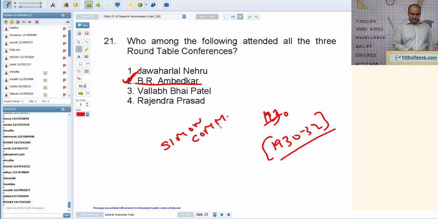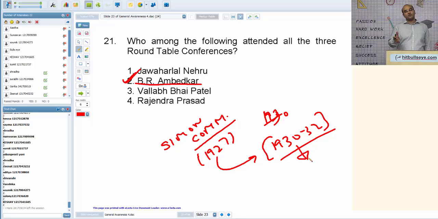The famous, or rather infamous, Simon Commission, which came to India in 1927. So these recommendations were discussed during the roundtable conferences, and as a result of the report which was made during these roundtable conferences, the Government of India Act 1935 was formed, right? So roundtable conferences formed the basis for Government of India Act 1935.